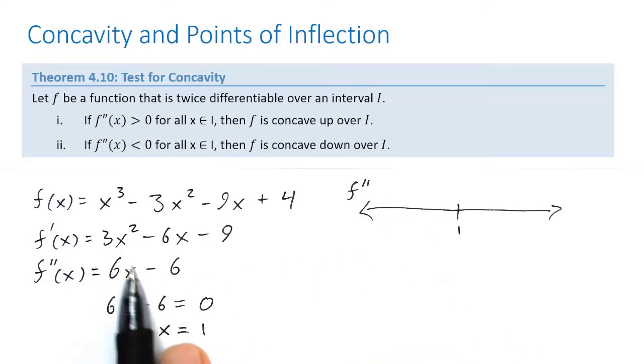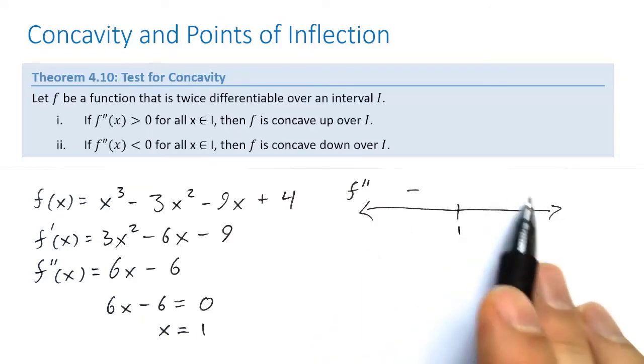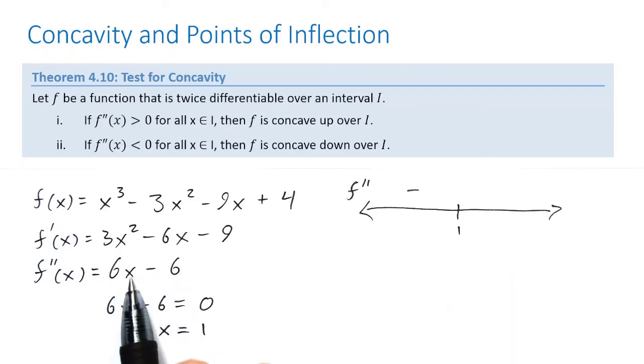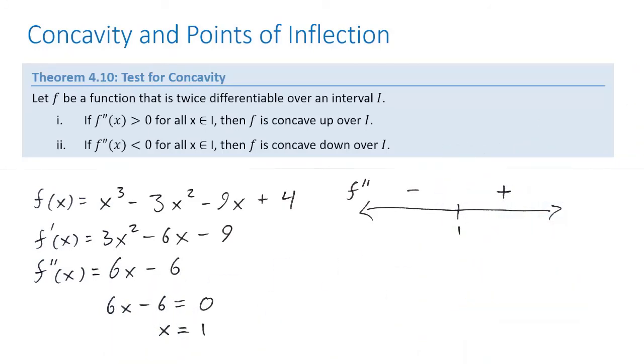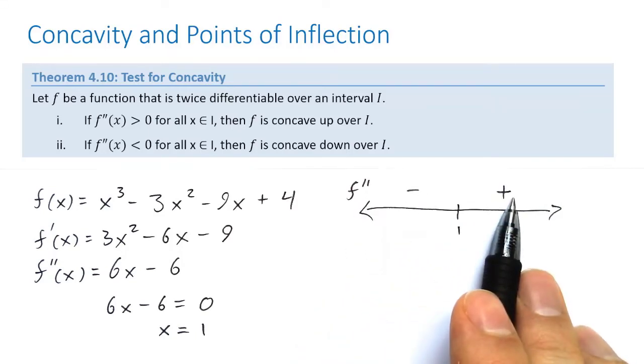If I plug in a number less than 1, like 0, it's my favorite number, in for x, what do I get? Well, 6 times 0 minus 6 is negative 6. All that I care about is the fact that it's negative. I don't really care that it's a 6, right? It's negative here. And if I plug in a number over here, say 2, I get 6 times 2 minus 6. Well, that's equal to positive 6. I don't care that it's positive 6. I just care that it's positive, right? So, okay, that's the sign of f double prime.